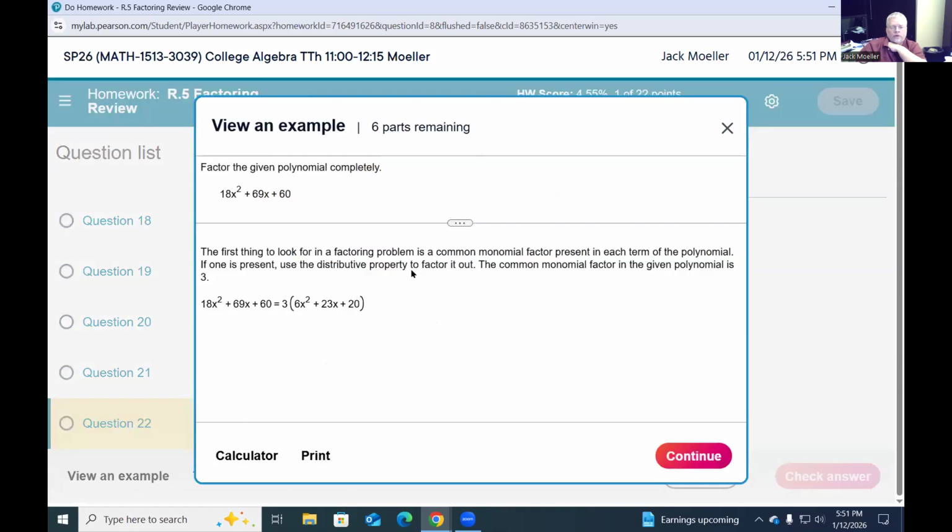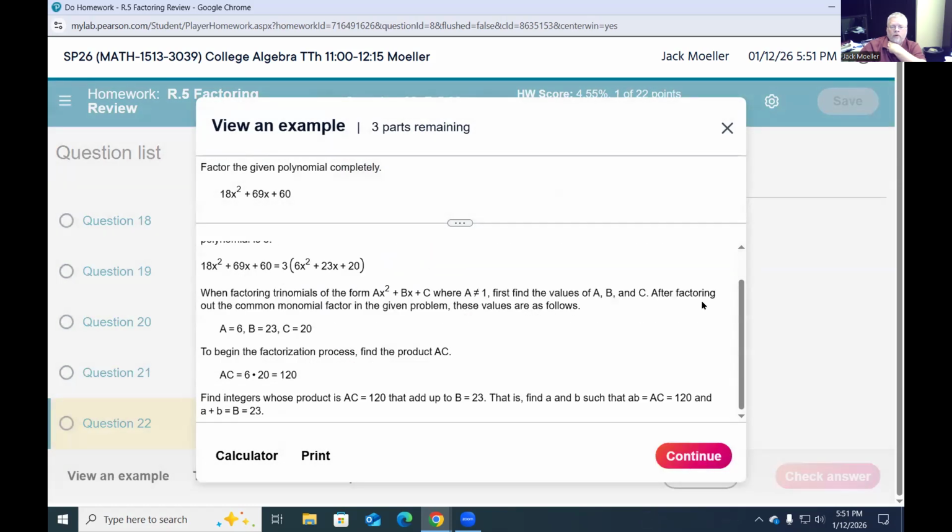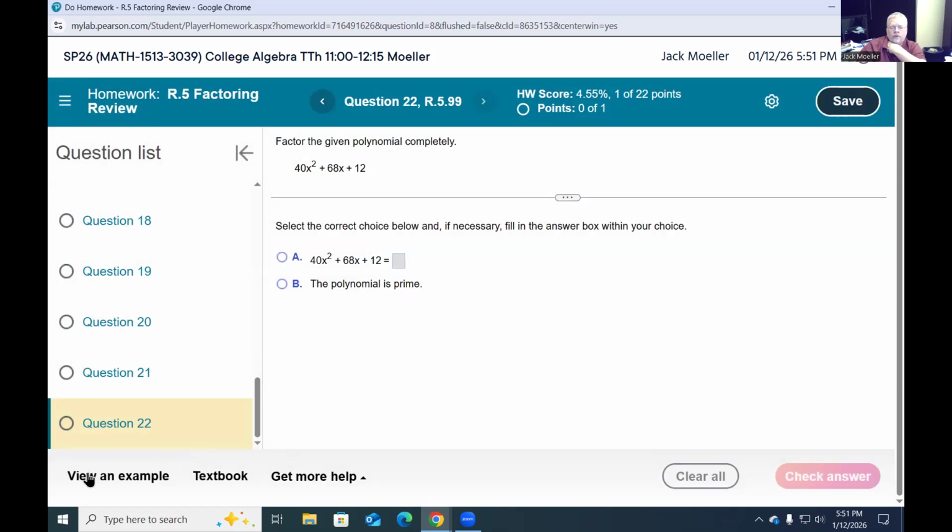There's some of them I have to pull from different books, and I don't always have the examples. This one has 6 parts remaining, so remember you can just click through, and it'll give you examples.